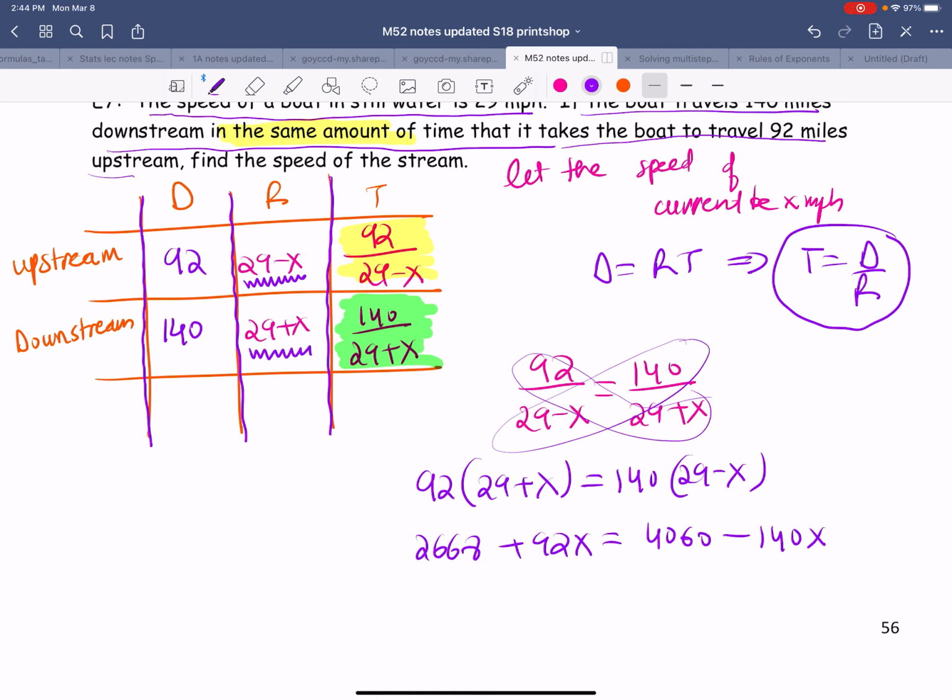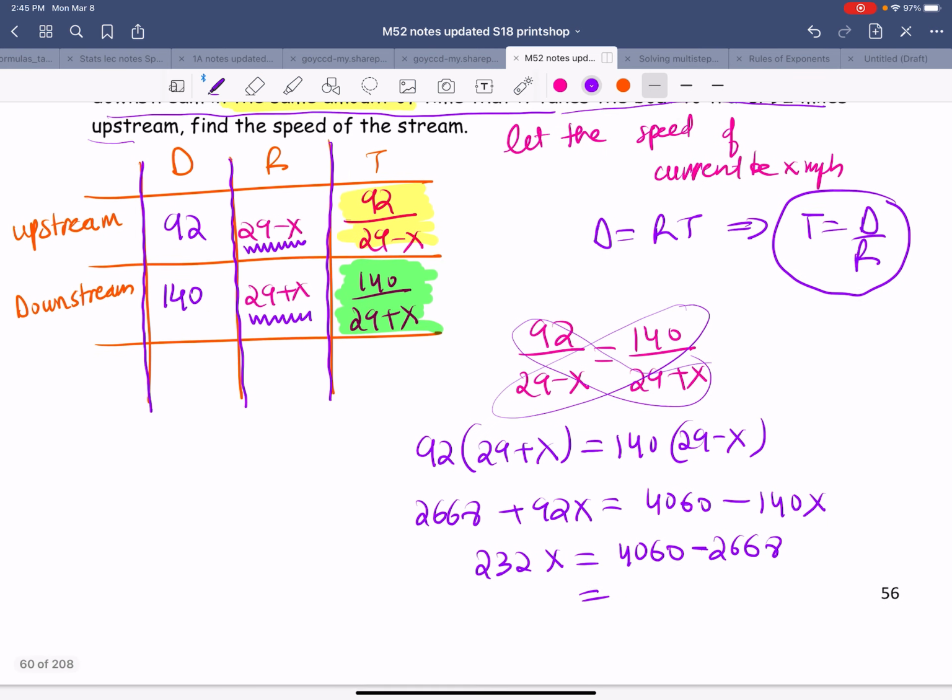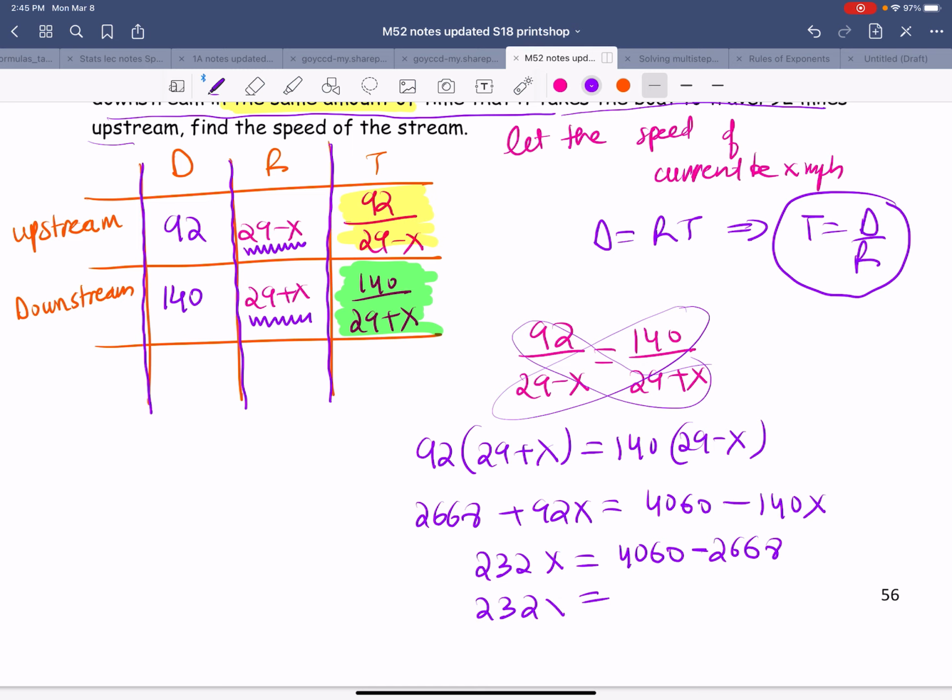4060 minus 140x. Now my goal is to bring x's on one side, so I'm going to add 140x to both sides. 140 plus 92 is 232x equals 4060 minus 2668. 4060 minus 2668, that is 1392. 232x is 1392. 1392 divided by 232 is going to give me 6.